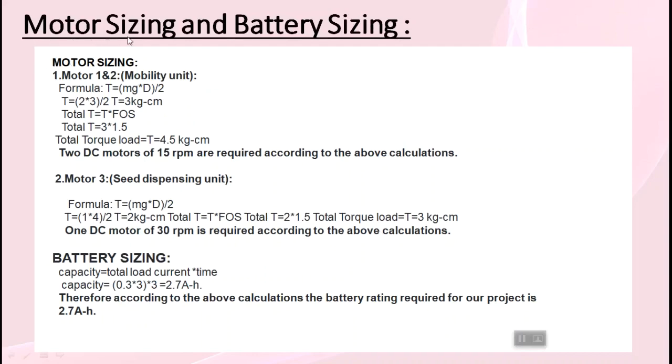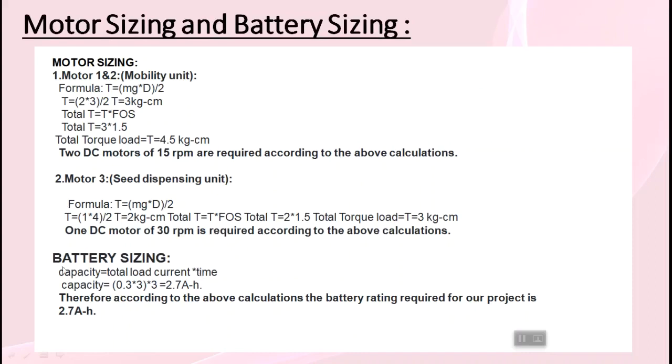Motor sizing. The formula is torque equal to mg into d by 2. For the mobility unit, here we have mg equal to 2 and d equal to 3. Therefore, after substituting the values, calculating T and multiplying it with the factor of safety, we conclude that we have to select 2 DC motors of 15 RPM for the mobility unit. Similarly, for the seed dispensing unit, where mg equal to 1 and d equal to 4, we need to select one DC motor of 30 RPM.